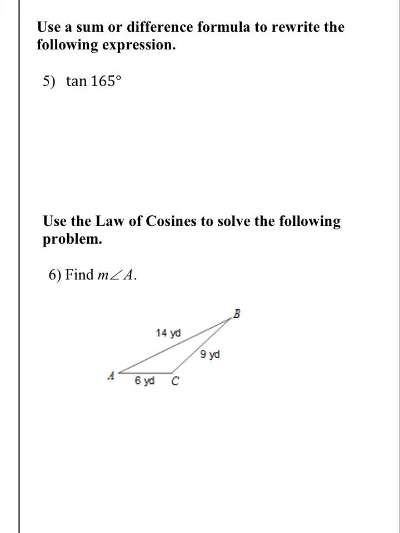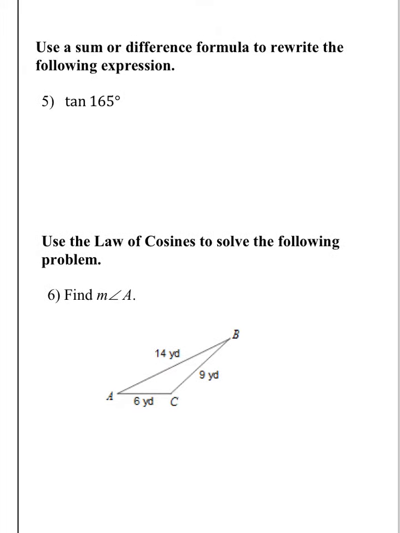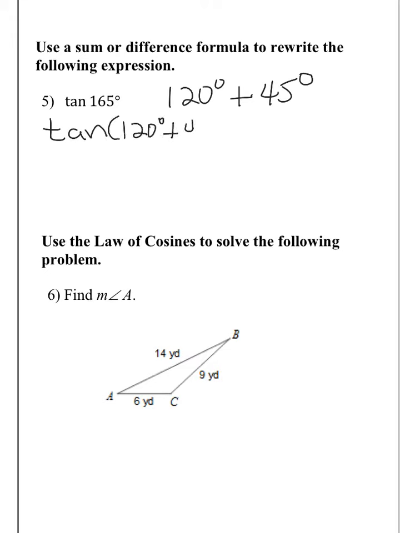Okay, in number 5, we're using the sum or difference formula to rewrite the expression. All we're going to do is rewrite tangent of 165 degrees using our sum and difference formulas. So I chose angles 120 plus 45. Those two angles together add up to 165 degrees. So if I do this formula, 120 degrees plus 45 degrees, that would be a sum formula.